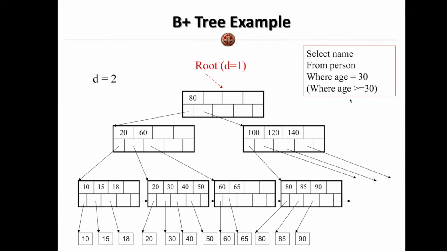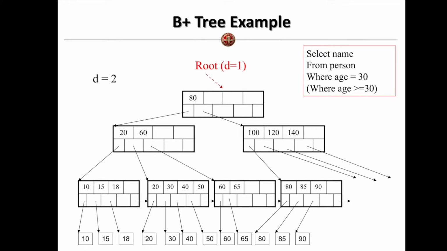So here, if we plan to do a search with the age value equal to 30, how can we do the search? We go from the root, right? We check the provided value 30 versus this key value. We find 30 is less than 80, right? Therefore, we have to go to the next branch. And we compare 30 with the key values. 30 is larger than 20, smaller than 60, right? Therefore, we have to go to this pointer and go down.